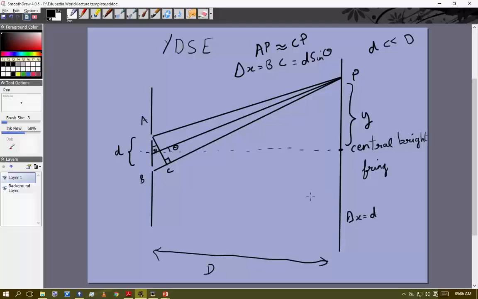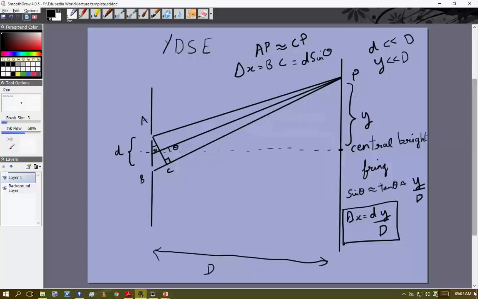Now another approximation we'll use also depends on the fact that this D is very large compared to either this d or this y. Basically, the distance between the screen and the slit is quite large compared to the other dimensions. Then theta is quite a small angle, and we can write sine theta approximately as tan theta, which can be written as y by D. We've seen this sort of thing many times in simple harmonic motion. So delta x we get as dy by D.